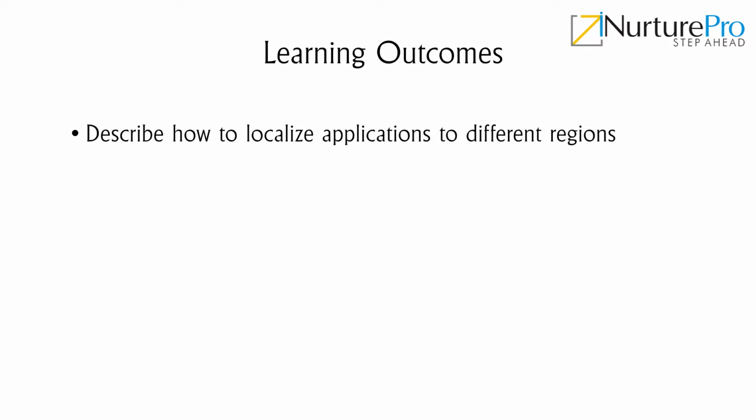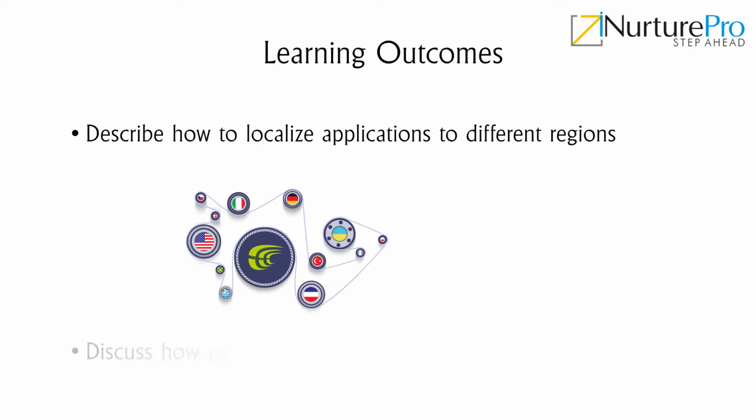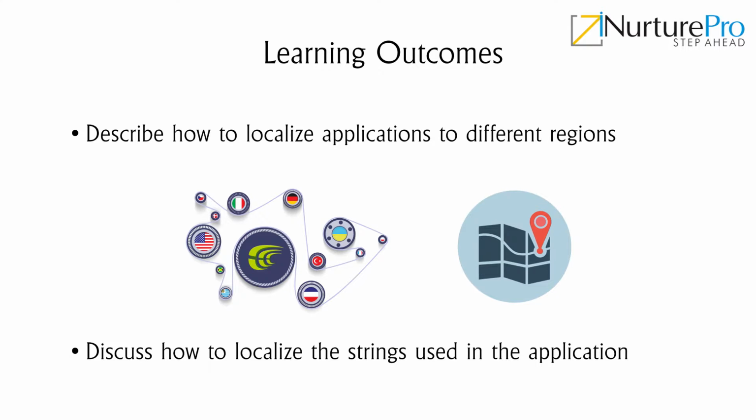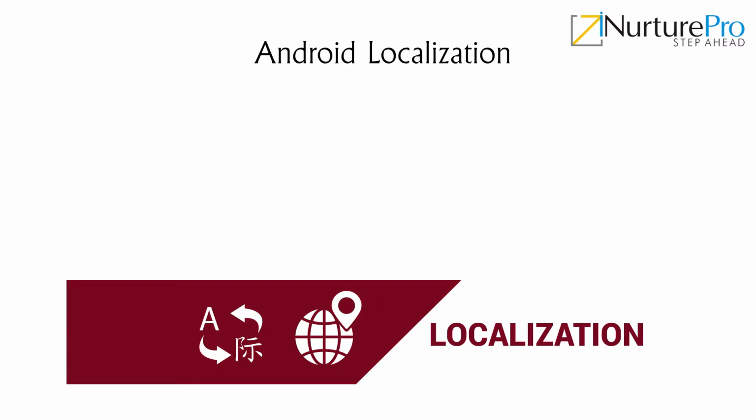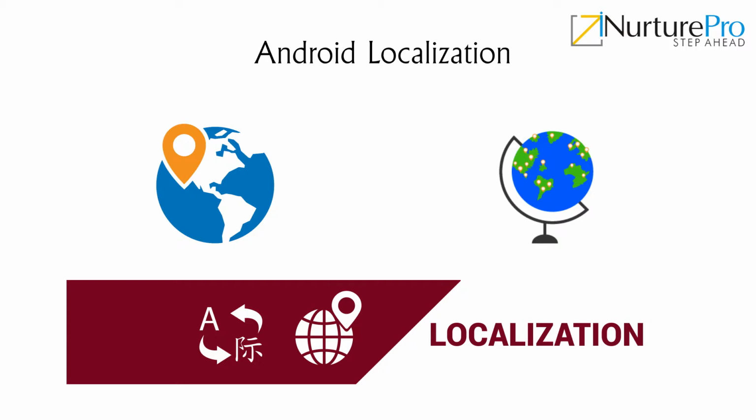In this video, let us discuss Android localization. At the end of this video, you will be able to describe how to localize applications to different regions, and discuss how to localize the strings used in the application. Android applications can run on different devices in various regions. To make your application more interactive, it should be able to handle the text, numbers, and files in various regions so that it can be appropriately handled in the locales the application is going to be published in.